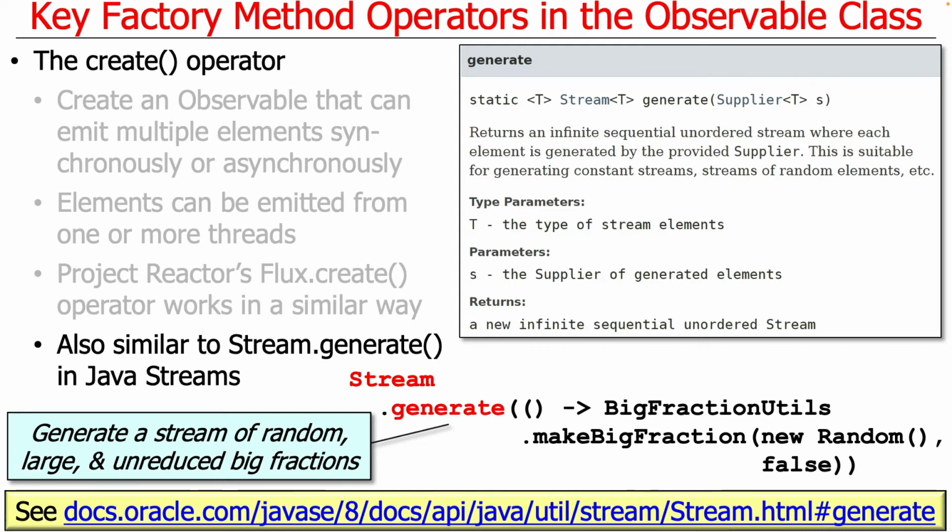Both of these methods are somewhat similar to the generate method that's provided by Java Streams. They're not identical, but they're sort of along the same lines. Generate isn't quite as powerful as these methods because in particular, you can't control where it generates stuff as easily, as flexibly, I suppose, as RxJava and Project Reactor. This particular example generates a stream of random large and unreduced big fractions, and it'll just generate that until the cows come home. It'll never stop generating those things.